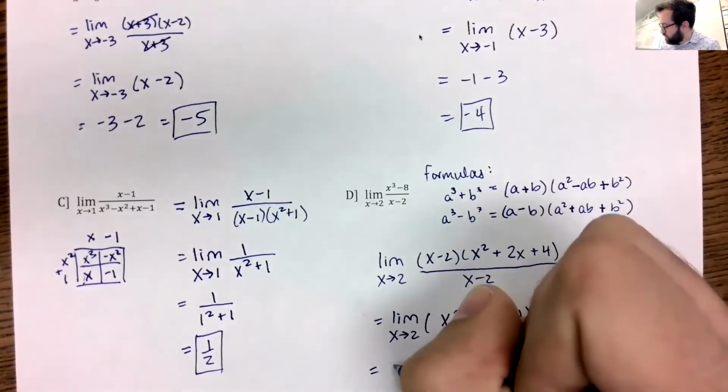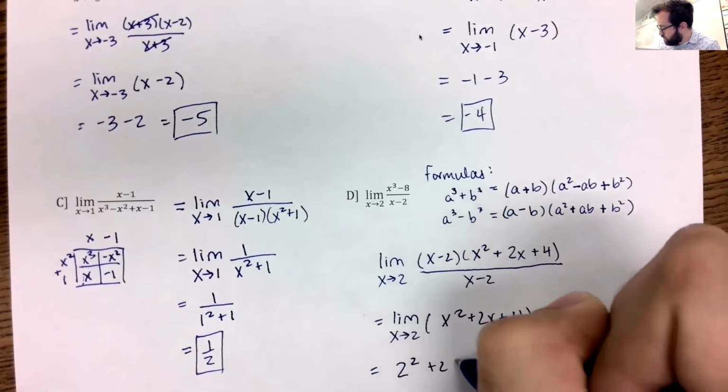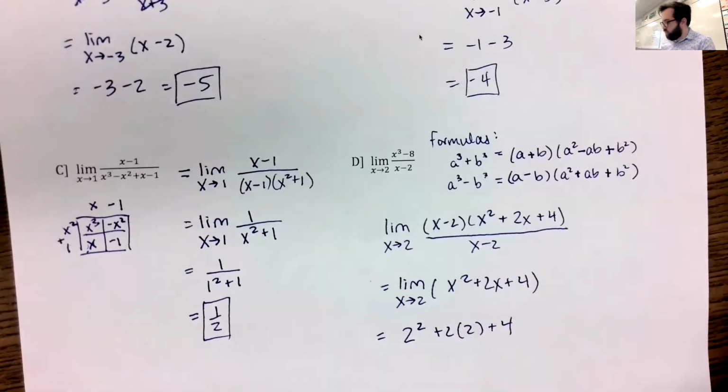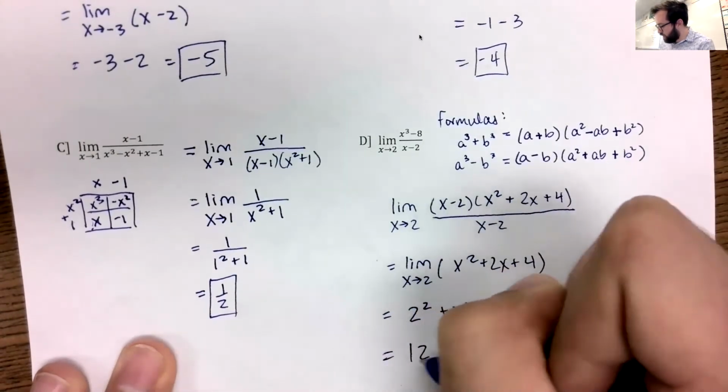Now we can plug in 2, so we get 2 squared plus 2 times 2 plus 4, or 4 plus 4 plus 4, so we get 12.